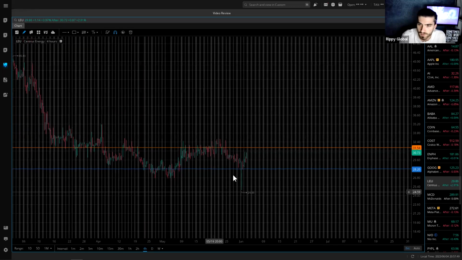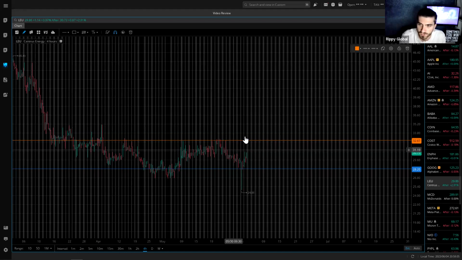So keep this simple. Main support I see is roughly $28 a share. Main resistance can be anywhere from, I'd say, $31.50 up to $32.80. So there's a nice gap area. If you just want the major resistance, I would keep it around $32.60 a share. So those are the two main levels for this one.